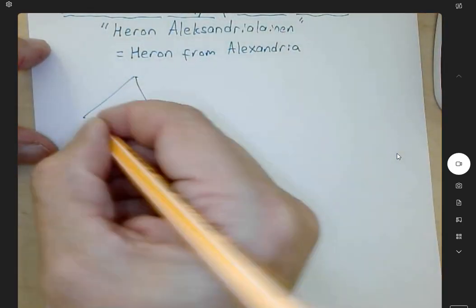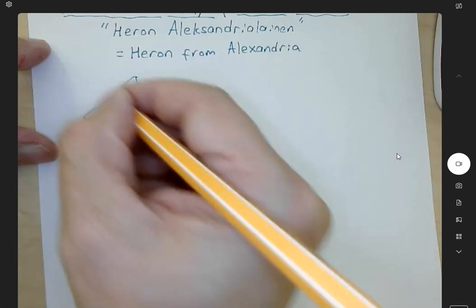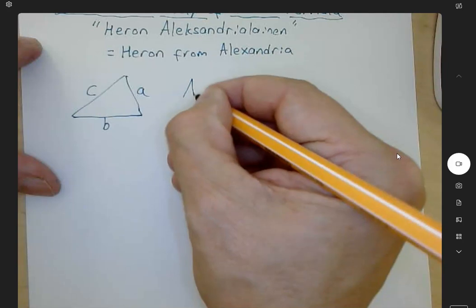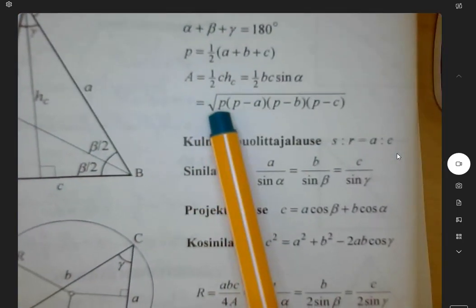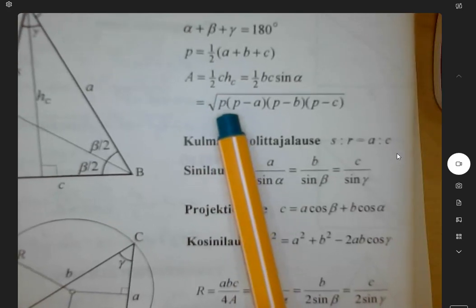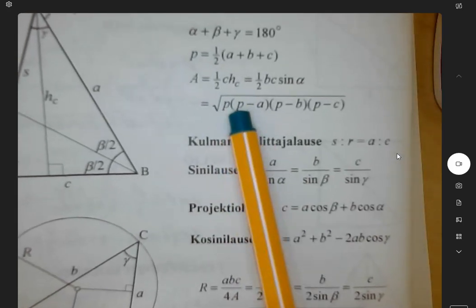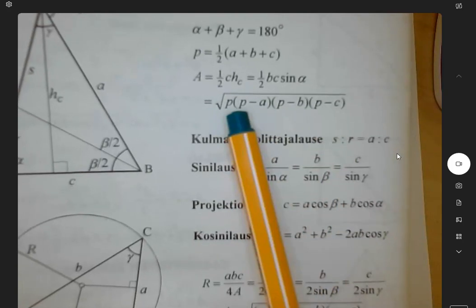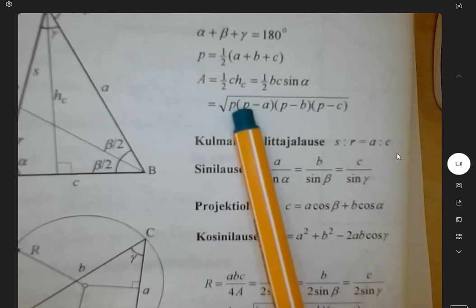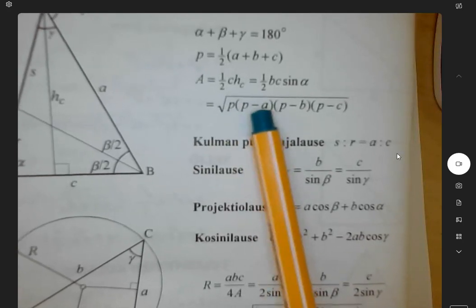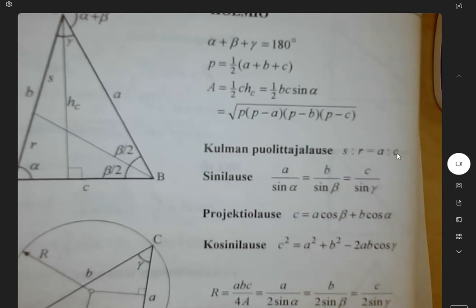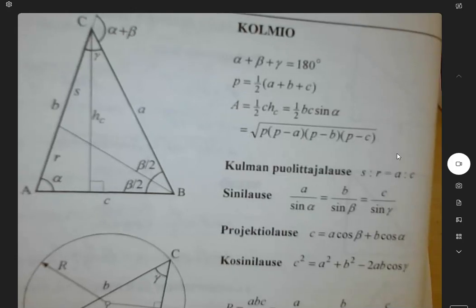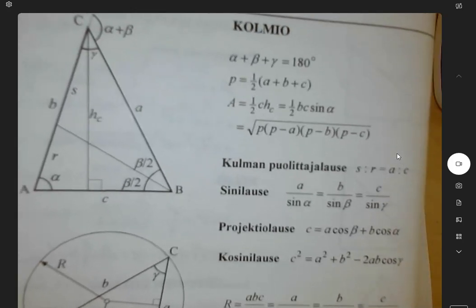If we have a triangle like this, ABC, the formula is quite easy to remember, because inside the square root we have this B first, and then we have these brackets here, and in every bracket there is a subtraction from B: B minus A, B minus B, B minus C. So all these sides of the triangle are inside of that square root and inside of those brackets.